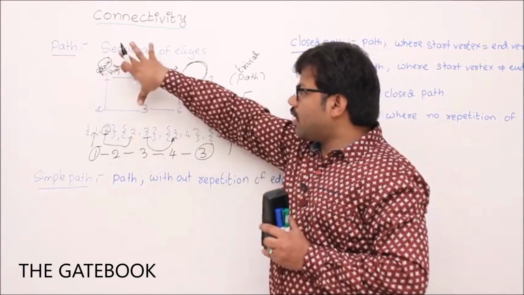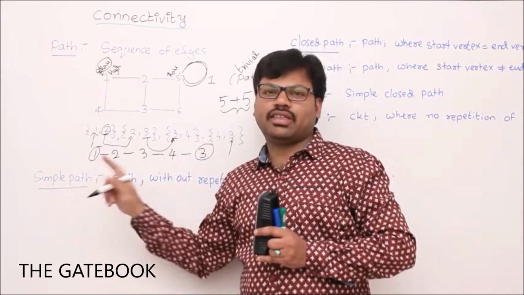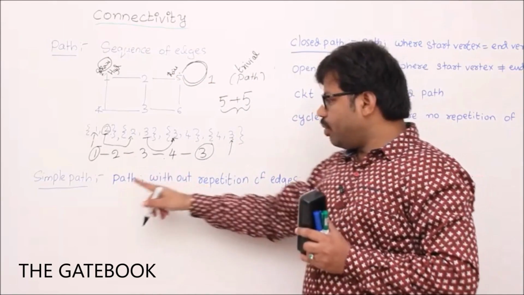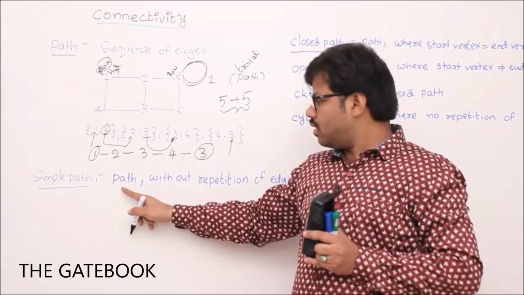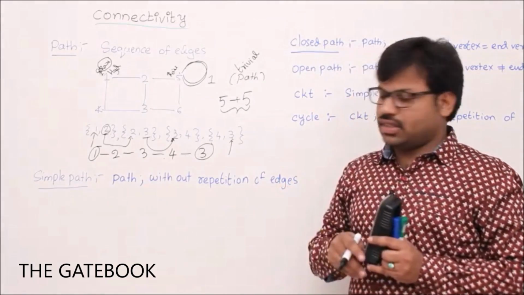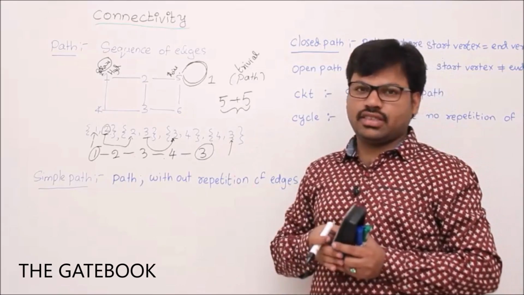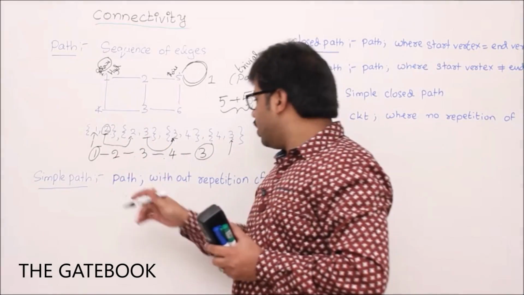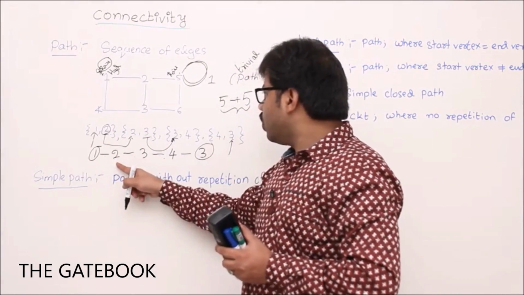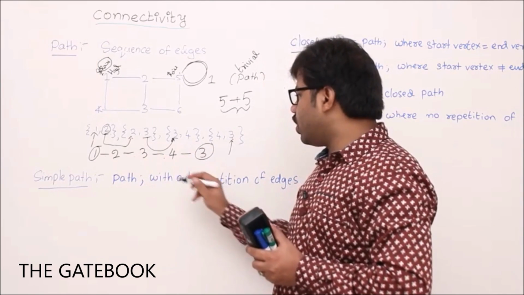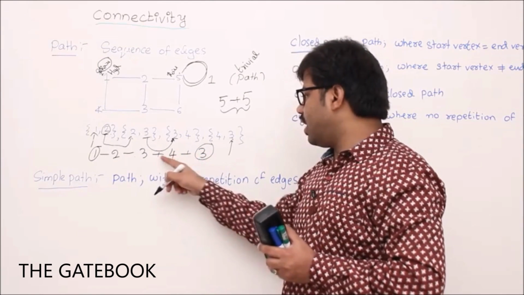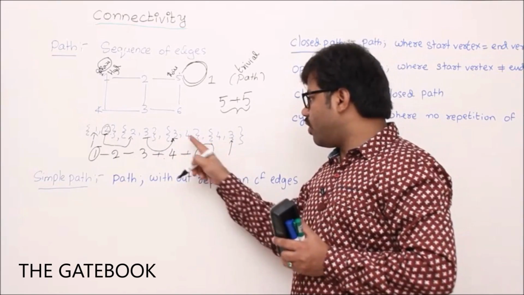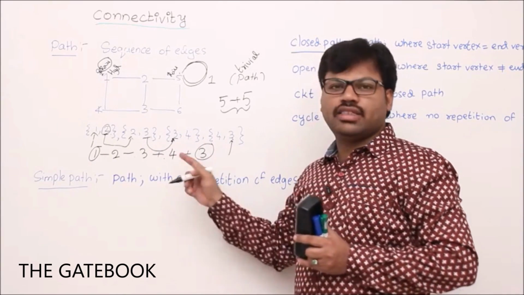Now this is about paths. Let's come to simple path. What is a simple path? A simple path is a path without repetition of edges. We should not repeat the edges. Example, here 1 to 2, 2 to 3, 3 to 4, 4 to 3. You see, 3 to 4 and 4 to 3 is the same edge, isn't it? So you have repeated an edge here. Then this is not a simple path.